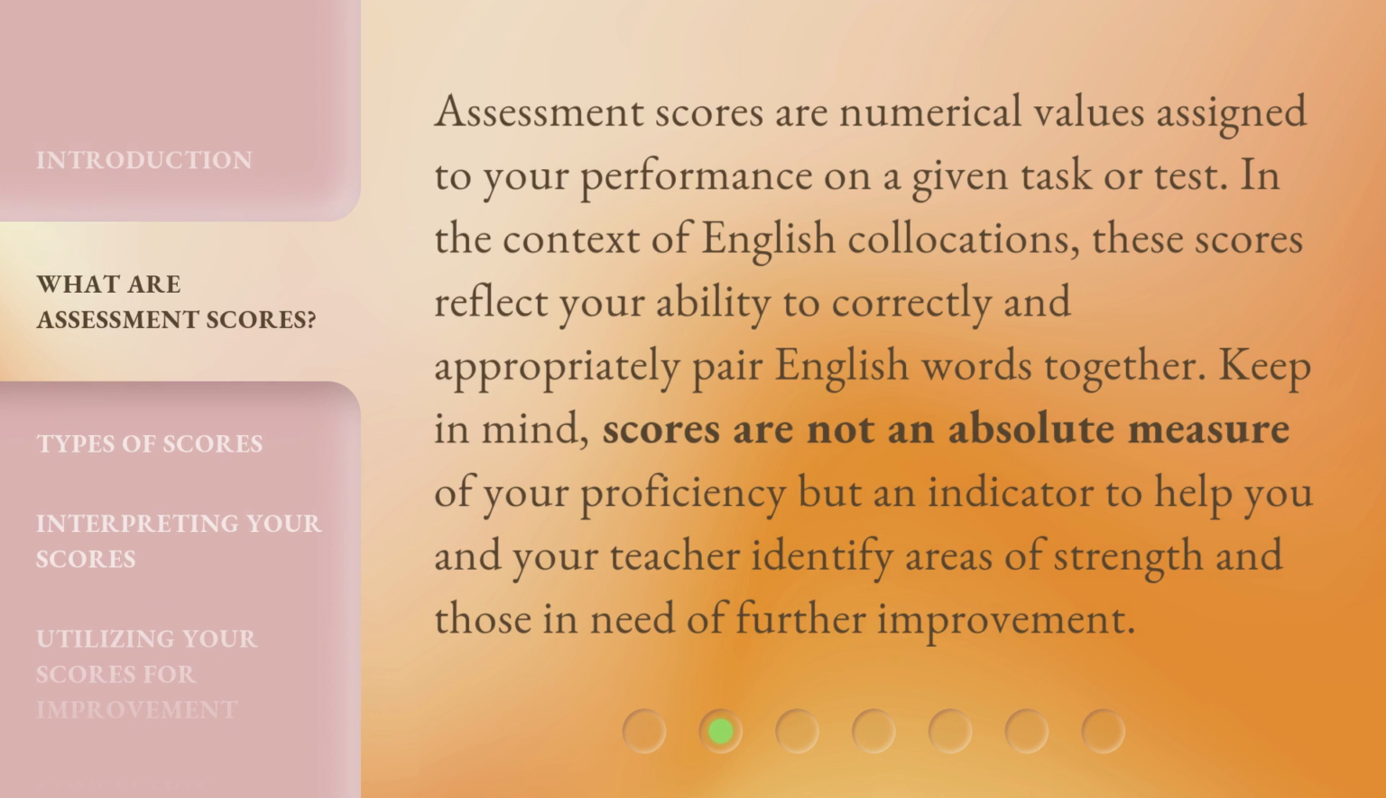Assessment scores are numerical values assigned to your performance on a given task or test. In the context of English collocations, these scores reflect your ability to correctly and appropriately pair English words together. Keep in mind, scores are not an absolute measure of your proficiency but an indicator to help you and your teacher identify areas of strength and those in need of further improvement.